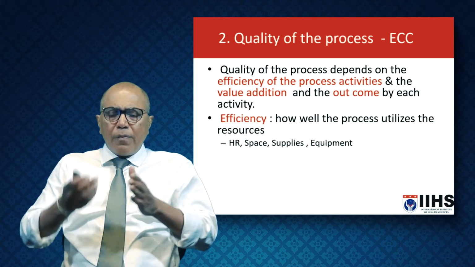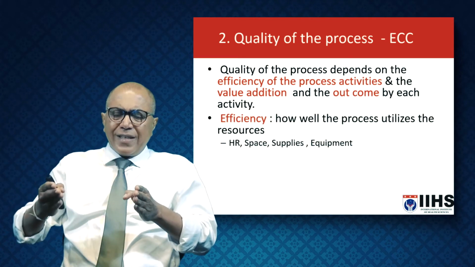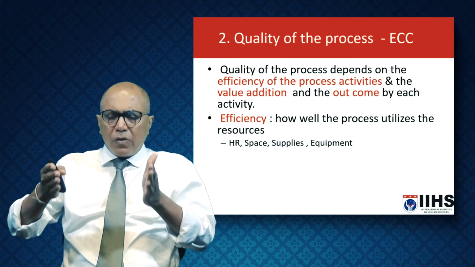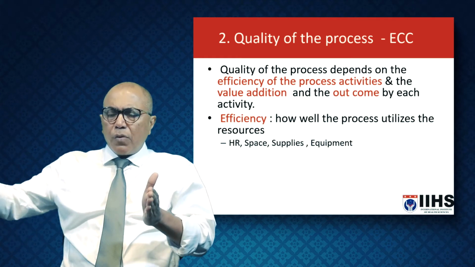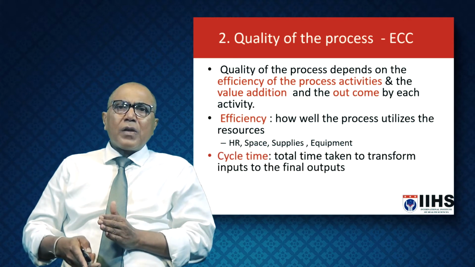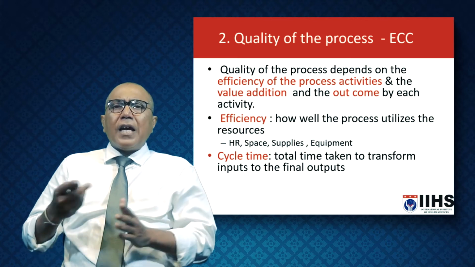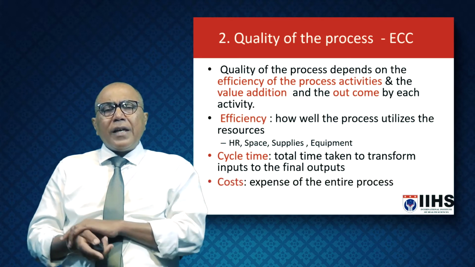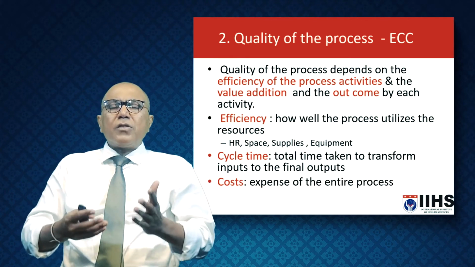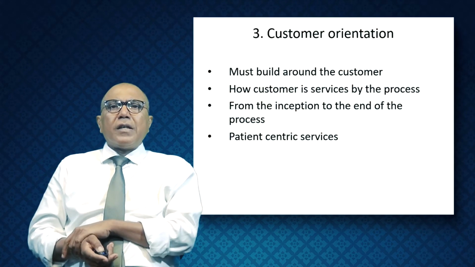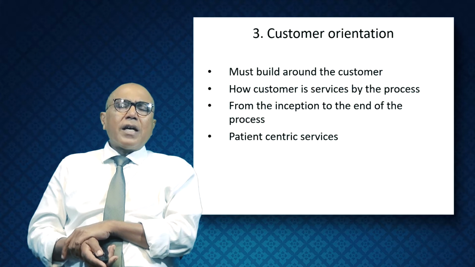Secondly, quality management is very important. For every process, you look at the efficiency. That's how you allocate resources, how you get the maximum out of each activity in the process. And then, of course, cycle time, how fast you do it. And then the cost. So these are the three things we look at: efficiency, cycle time, and the cost of each activity.